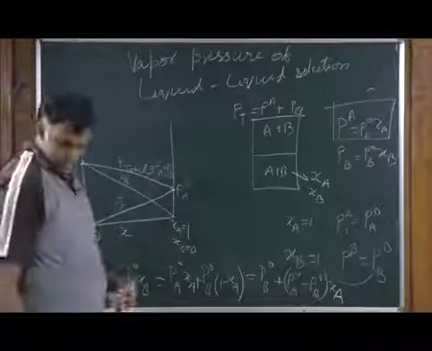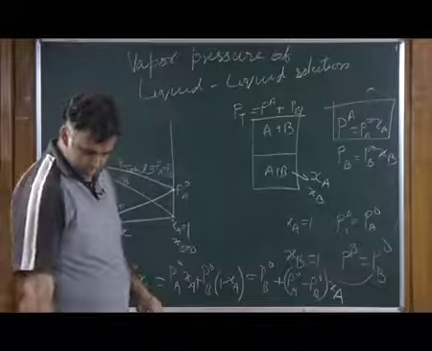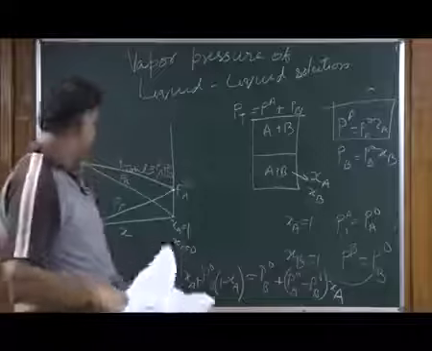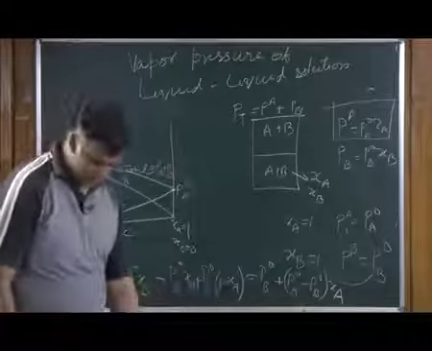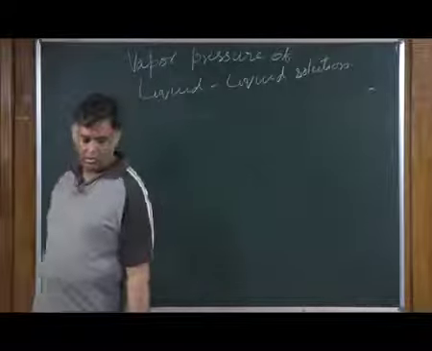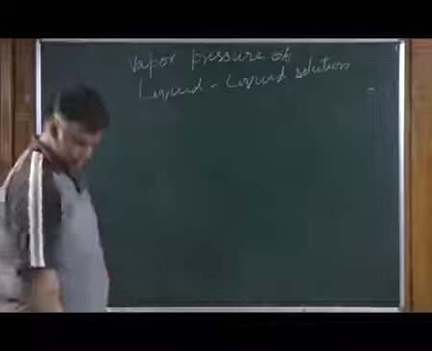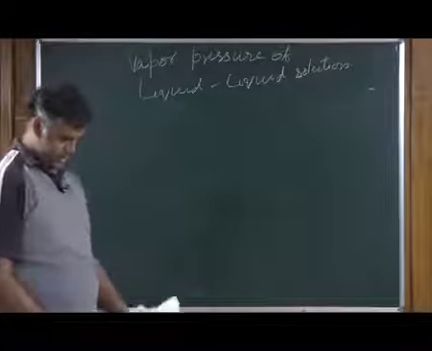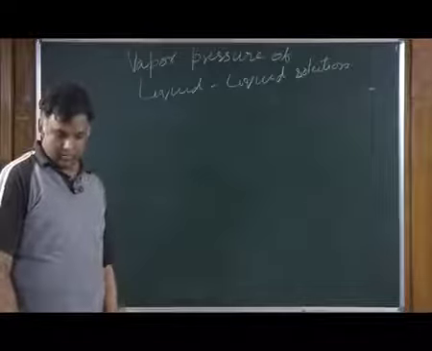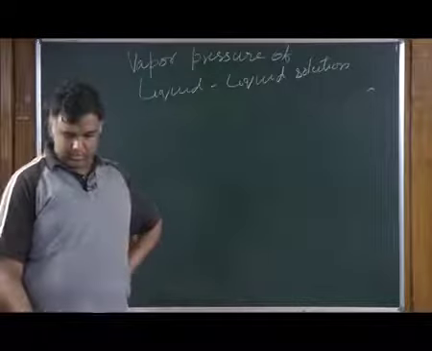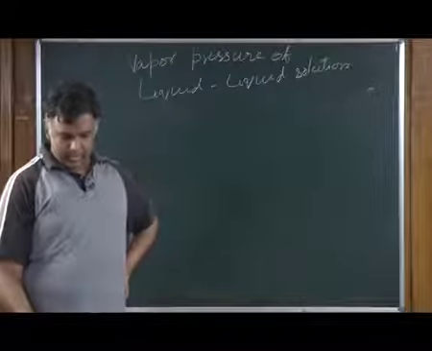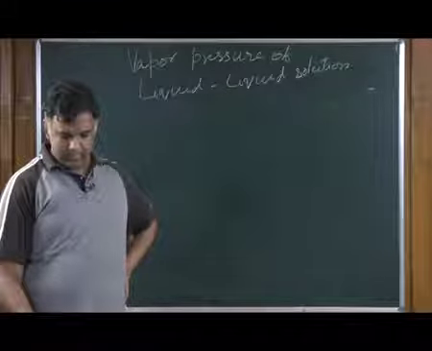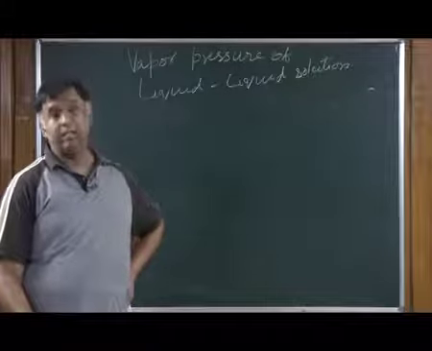Let us do an example given in the book. Let me read it out. Let me clear the blackboard first. Okay. Let us do the example from the book. It says, vapor pressure of chloroform and dichloromethane at 298 Kelvin are 200 millimeter Hg and 415 millimeter Hg respectively.